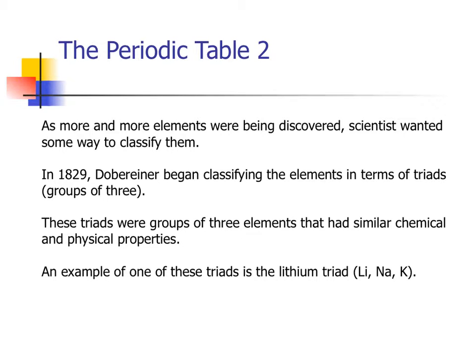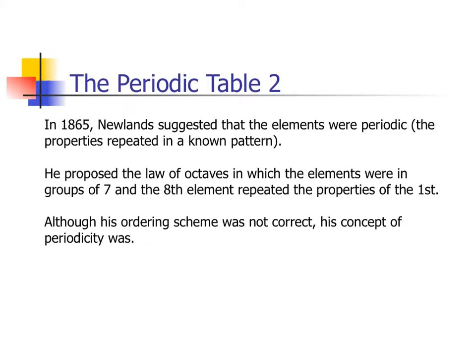One of the first ways to organize them was done by Dmitri, and he put together what are known as triads. Triads, tri meaning 3, meaning groups of 3 elements. Some of them still exist on our periodic table. The most common and easily seen is the lithium triad, where you have lithium, sodium, and potassium, easily identified on our periodic table. They all had similar chemical and physical properties, meaning how they looked and how they chemically reacted.